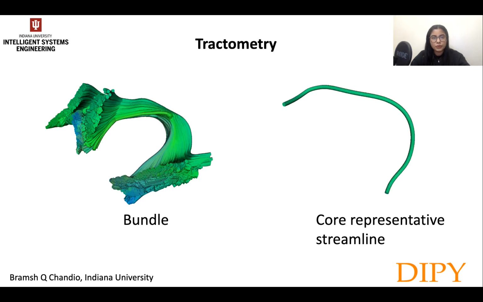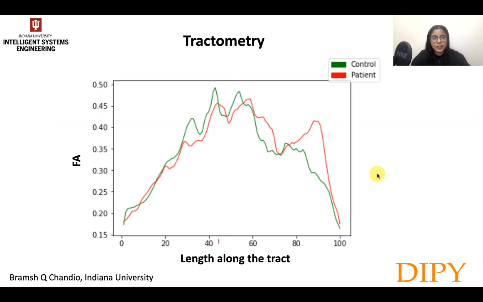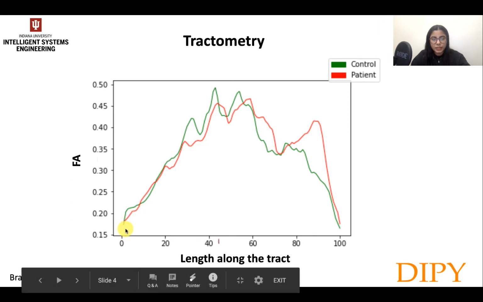The most common approach of tractometry is, given a bundle, a co-representative streamline is created, and then the anatomical measures such as fractional anisotropy are projected along the length of the co-representative streamline. As shown in this plot, on the x-axis we have length along the tract, the location along the streamline, and on the y-axis we have the fractional anisotropy measure.